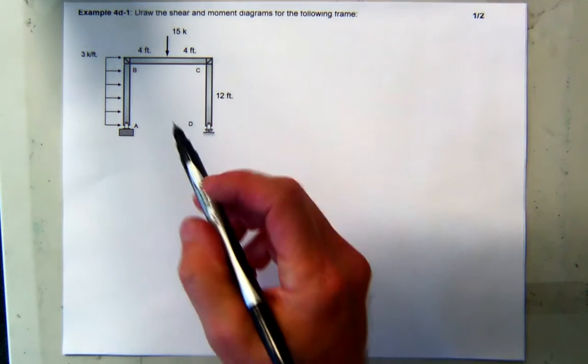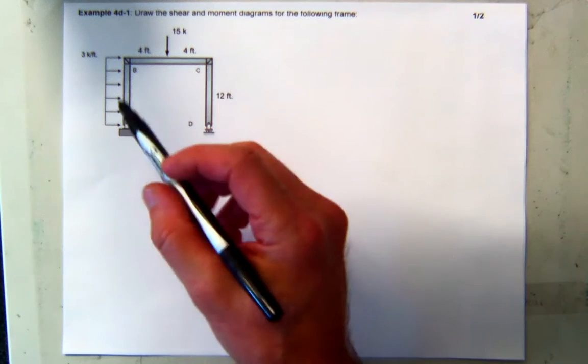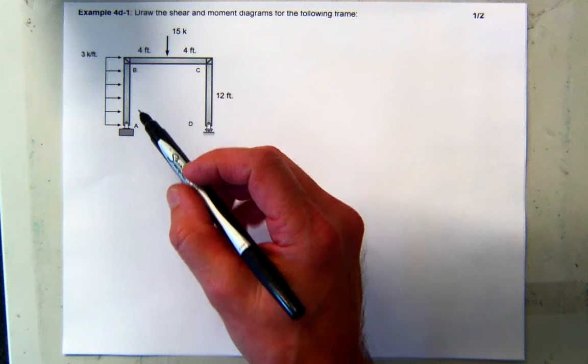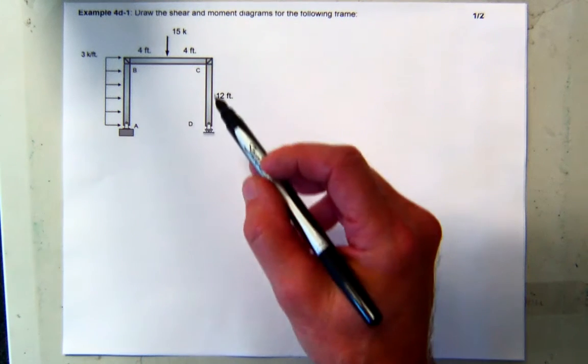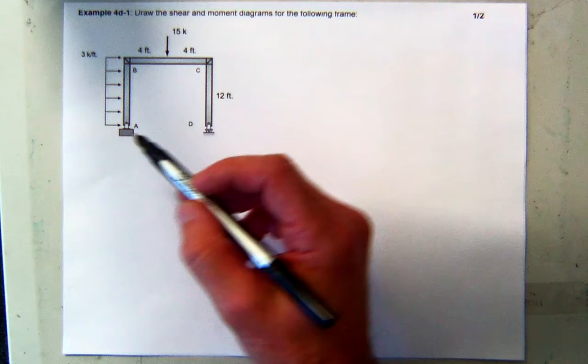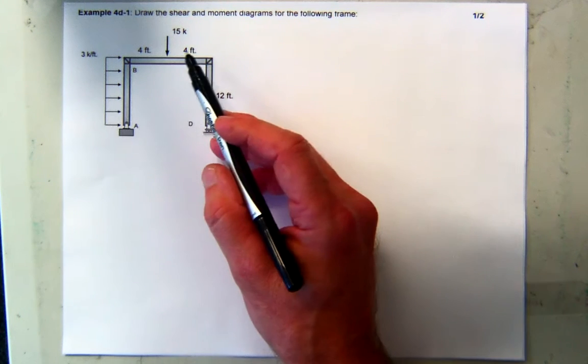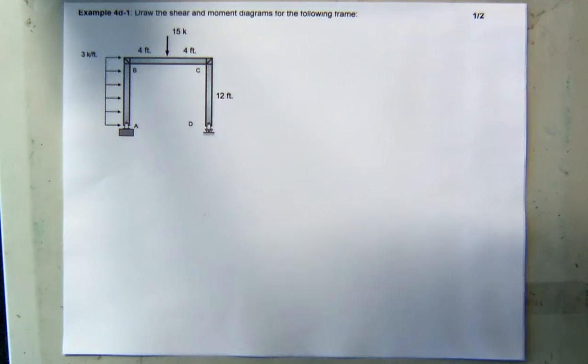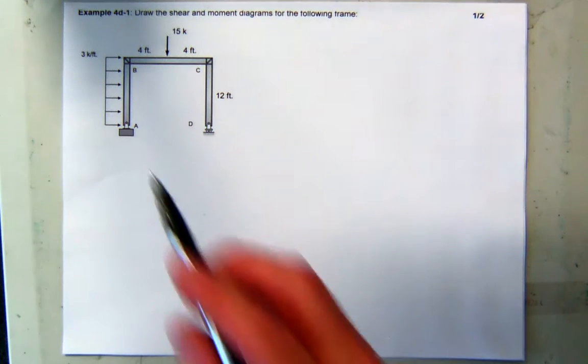Alright, so let's look at this problem. It's a little bit different than the one we just looked at. It's the same idea in that it's a nice one-bay, one-story frame. It's got some horizontal force. It's got a concentrated load. So what's the first step in all these problems, probably? Yeah, let's find the reactions.